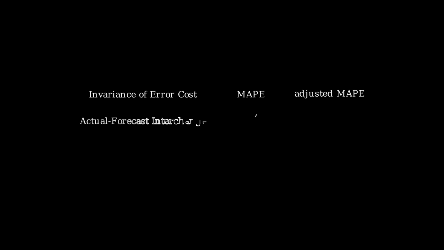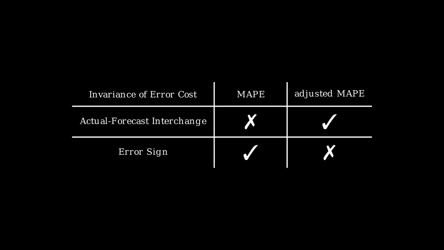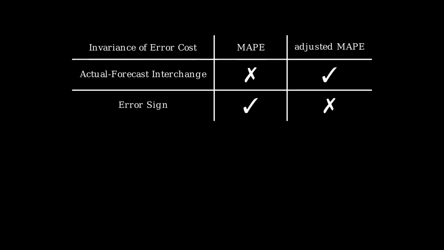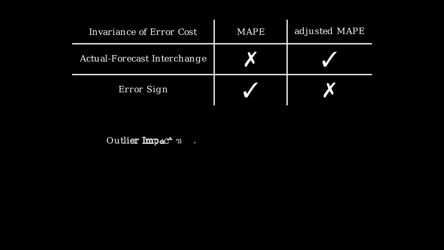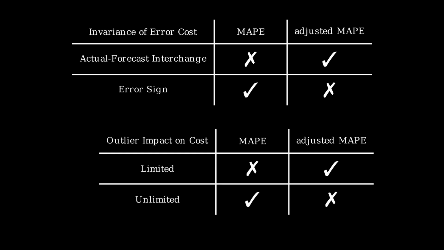In summary, when you want to decide between MAPE and its cousin adjusted MAPE, you have to think about the real-life penalty of forecast errors, the invariance that the penalty has, and the outliers. If the penalty is invariant to actual-forecast interchange, adjusted MAPE should be used. If it's invariant to the error sign, MAPE should be used. As far as outliers are concerned, if the negative impact of having an extremely bad outlier on the penalty is limited, adjusted MAPE should be used. If the impact is unlimited, MAPE should be preferred.